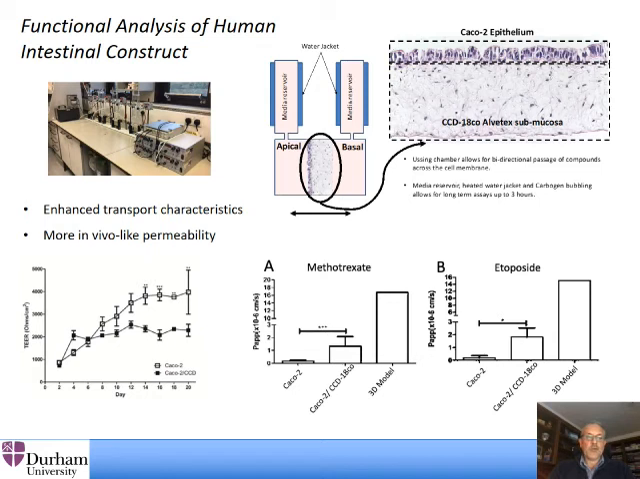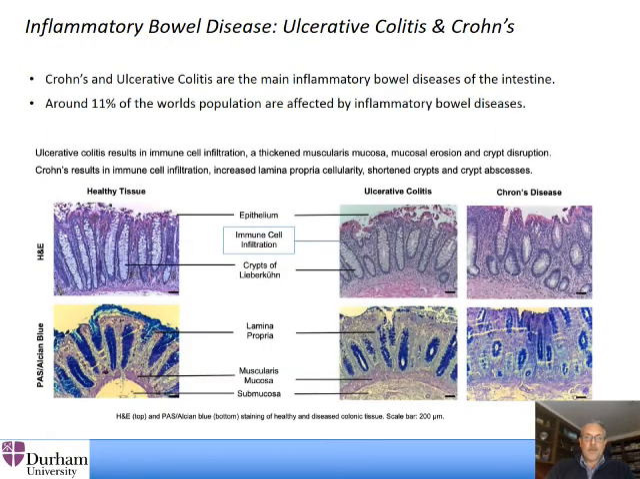We show that the transepithelial electrical resistance is significantly lower in our model compared to the existing 2D transwell system, which is much more towards the in vivo situation. We also show that drugs are transported differently and more appropriately in a three-dimensional tissue model system compared to the existing two-dimensional transwell model. We can also take our technology and mimic certain diseases.